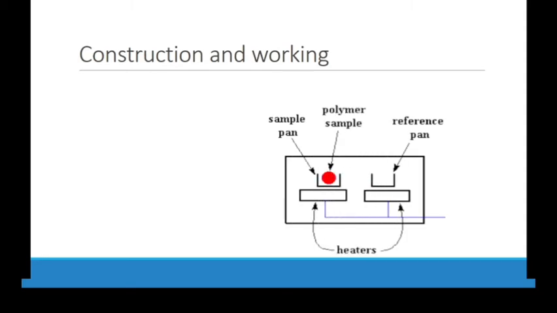This is the simple instrument which you see on your screen. We have two pans: this is the sample pan, this is the reference pan. These are two separate heaters, and both are connected to one computer. If you have a polymer in your sample, it means that it is some extra material. Both heaters are controlled by the computer, and there must be an equal increase in temperature, an equal heating rate, in both heaters.